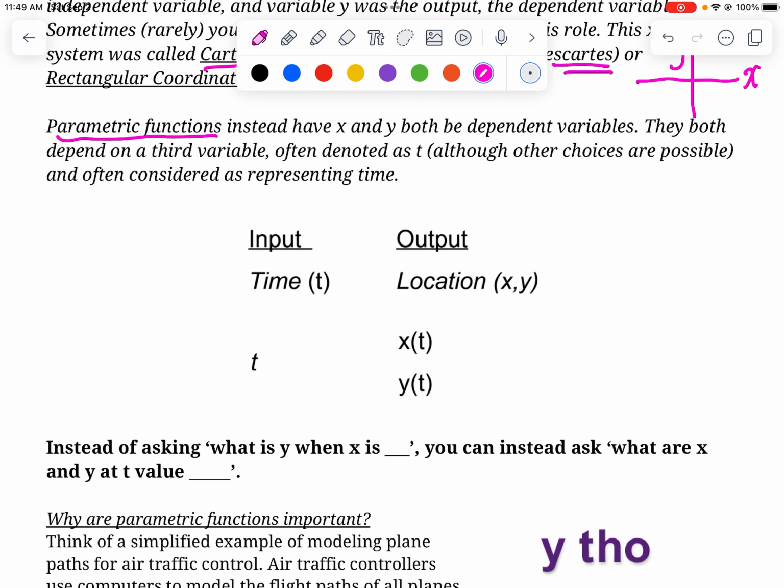Oftentimes that parameter is t, sometimes that parameter is theta for an angle. Sometimes it's some other letter; don't get too hinged on the fact that it has to be t or theta. It could be any letter, really. I could decide I want p to be my parameter and have that variable be the thing that's driving the other two. Usually, in fact, the parameter is most often time. And then the idea is that time determines the x and that time determines the y.